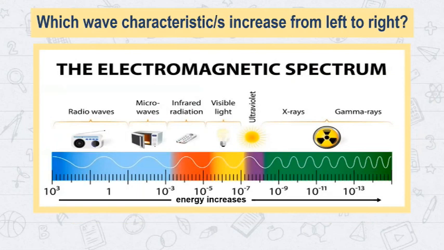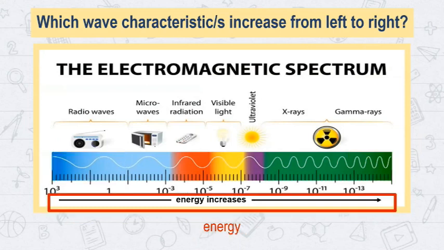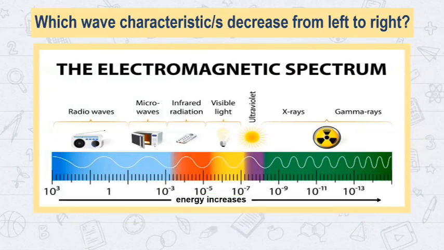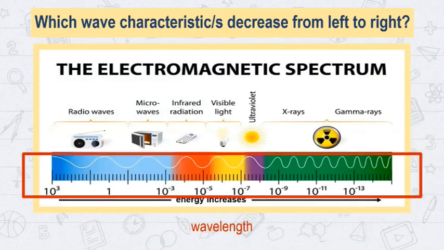Now try to analyze which wave characteristics increase from left to right. Nice! Frequency is one. As you can see, the frequency, or number of waves, at the right is higher than the frequency of waves at the left portion of the spectrum. Also, energy increases from left to right. What about which wave characteristics decrease from left to right? Good! Wavelength decreases as you go from left to right.